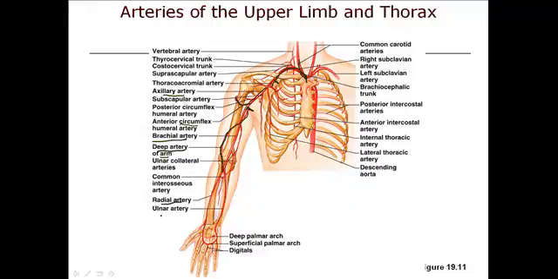Then we have the radial and the ulnar. Radial on the radial side, ulnar on the ulnar side. Then we have a superficial palmar arch where these two anastomose. And then a deep palmar arch where again they anastomose. And then these out here are called the digitals. So that's not too hard.